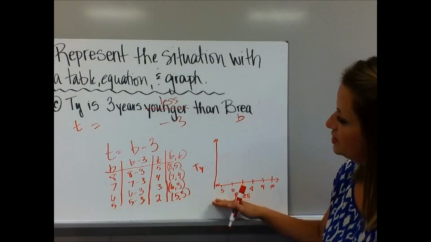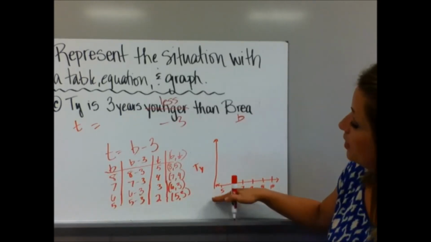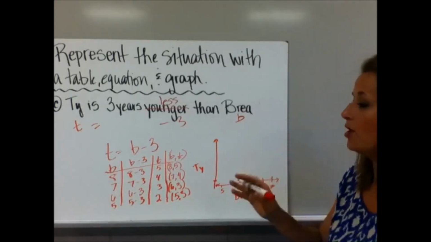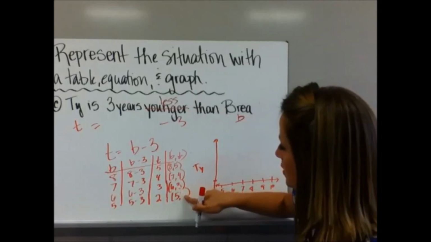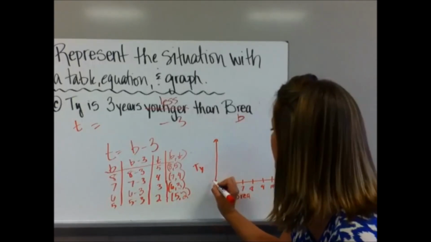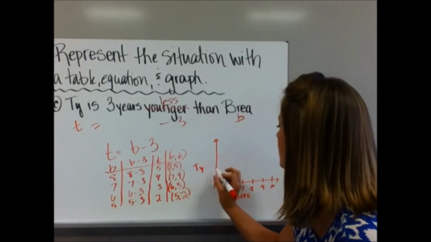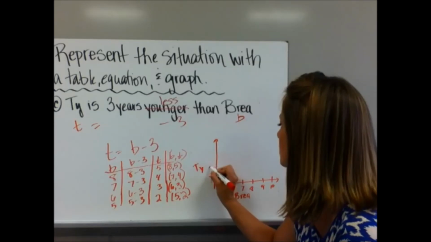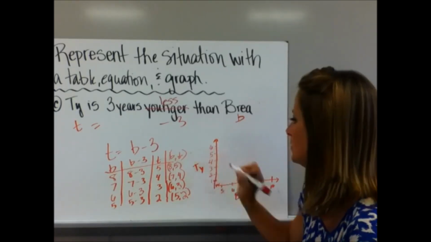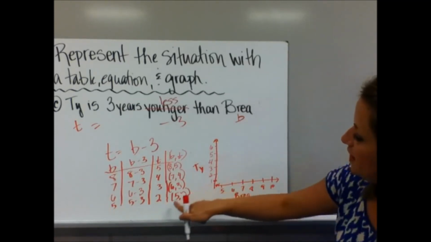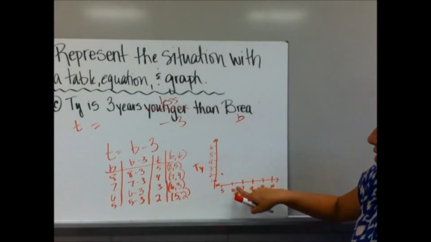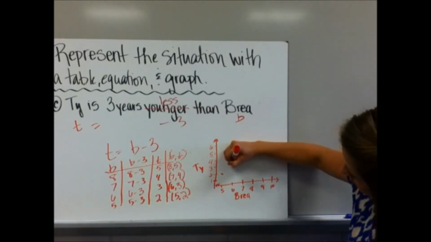Okay, so if Bria was 5, then Ty would be 2. So we'll put, not 2, 3. My apologies. Okay. Actually, it should be 2. I wrote it wrong there. Okay, now we got it on track. I caught my own error. I'm going to make that 1-year-old just so it's even. 2, 3, 4, 5, 6. So if Bria is 5, Ty is 2 years old. So I'm putting that coordinate there. If Bria is 6, Ty is 3 years old.